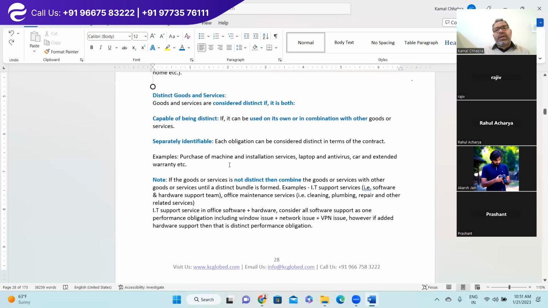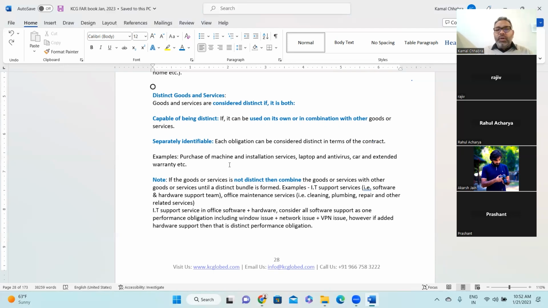Goods and services are considered to be distinct if they meet both conditions. The first is capable of being distinct and the second is separately identifiable. A good or service is called capable of being distinct if it can be used on its own or in combination with other goods and services.